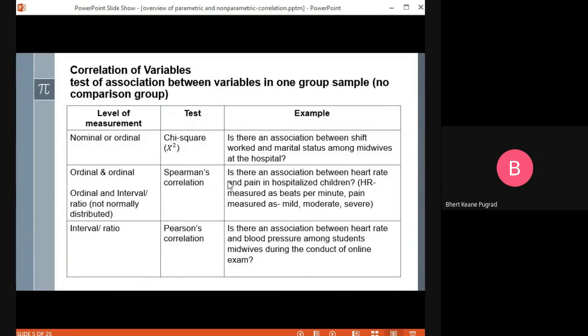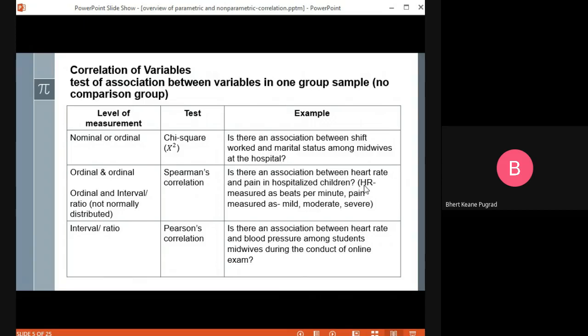How about if you want to test the association between the heart rate and the pain scale of hospitalized children? Heart rate is measured in terms of beats per minute, and the pain scale is classified into three: mild, moderate, and severe pain. So take note, these data are classified as interval and ordinal. If you're going to test the association of these variables, the most appropriate statistic is your Spearman's correlation.